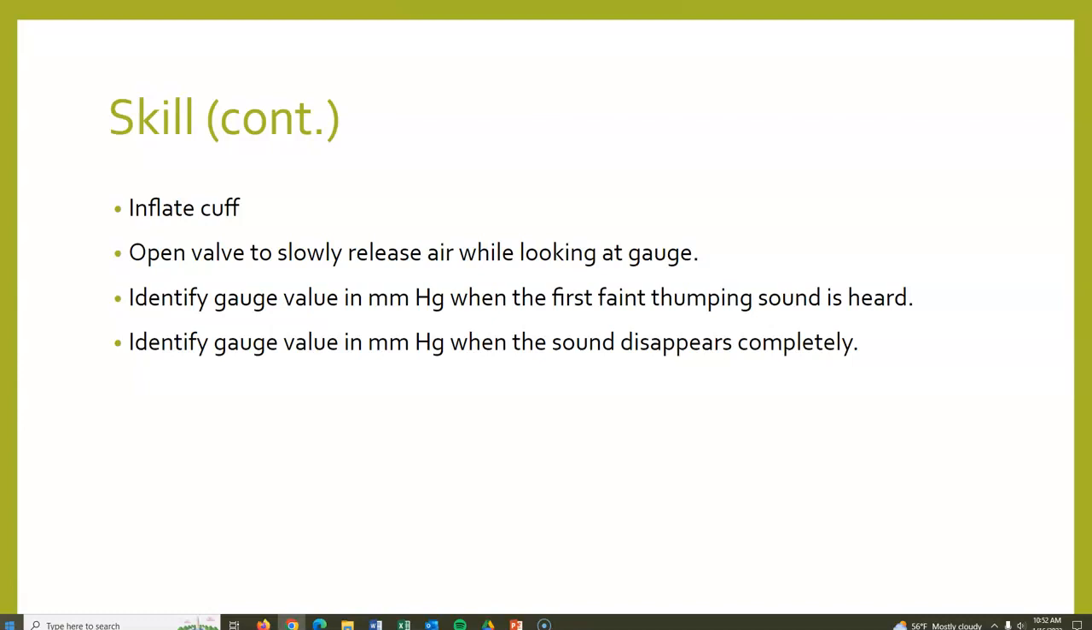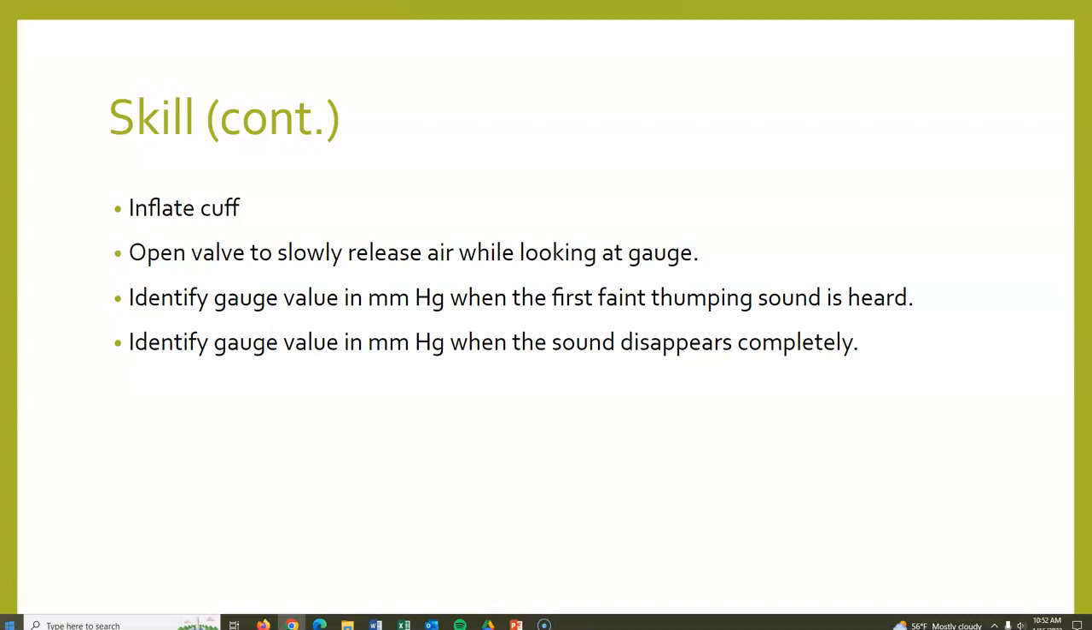So identify the gauge value in millimeters of mercury when the first faint thumping sound is heard. So that's your systolic value. And then you're going to keep listening, and identify the gauge value in millimeters of mercury when the sound disappears completely. So that is going to be your diastolic blood pressure.